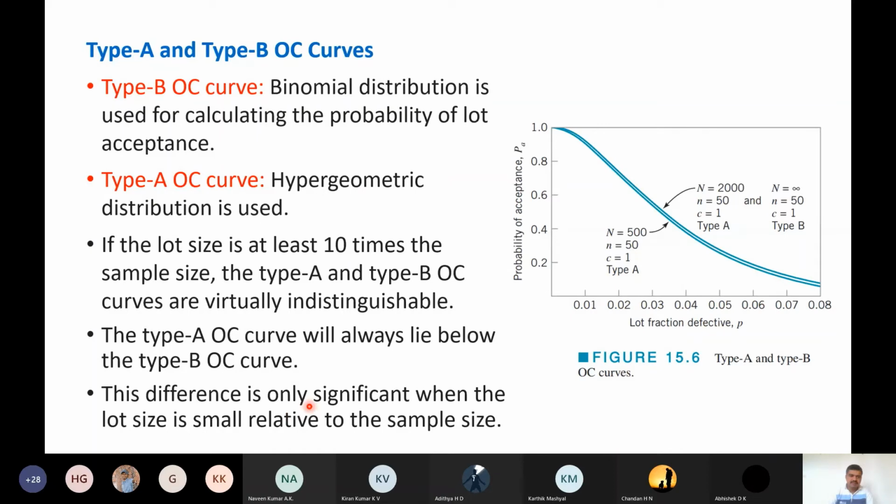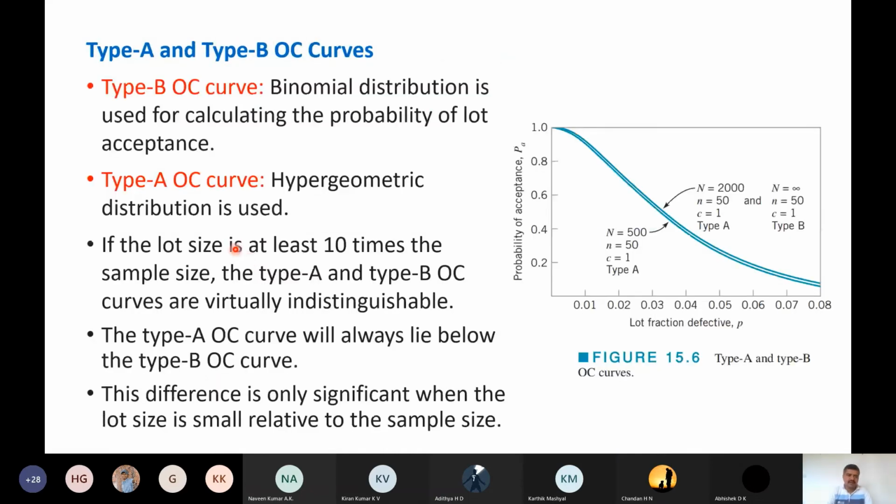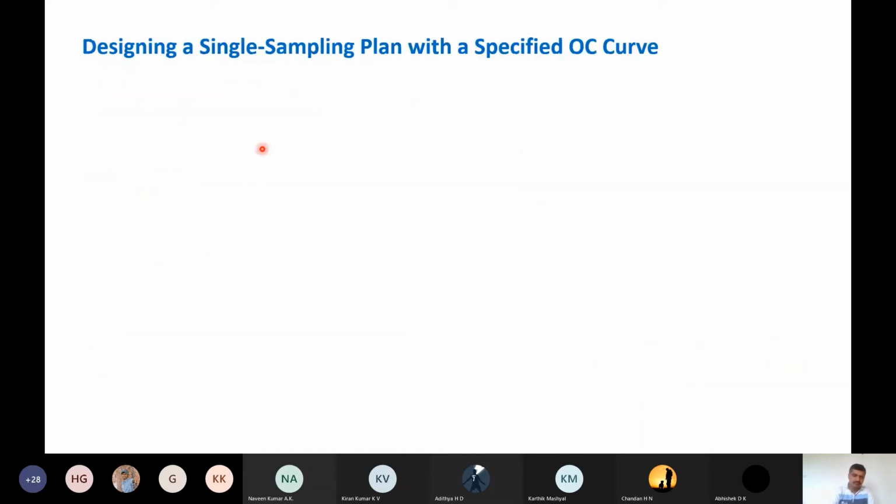This difference is only significant when the lot size is small relative to the sample size. Small means the lot size should be less than 10 times the sample size. Then you can find the difference between these two curves. Next, we are not going to discuss these two types of curves in detail. We are considering only type B curve in this course.